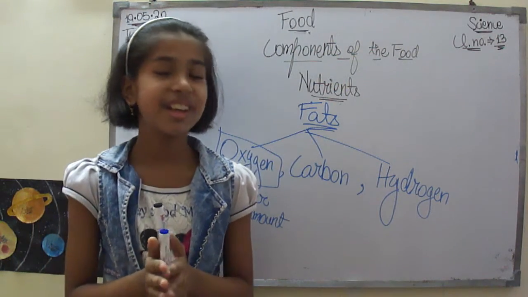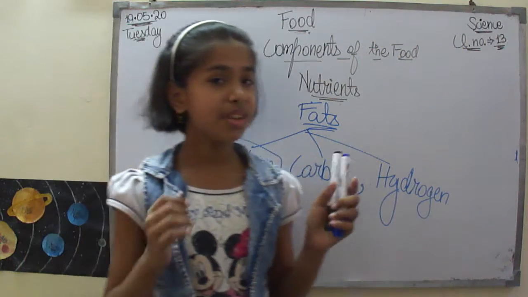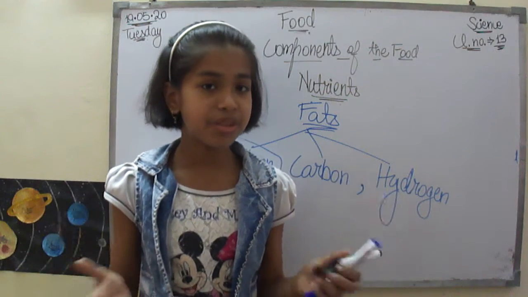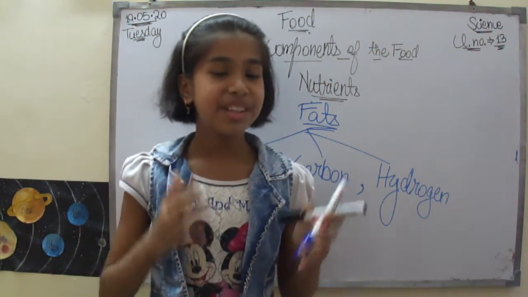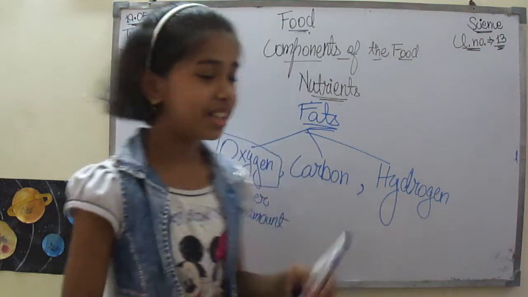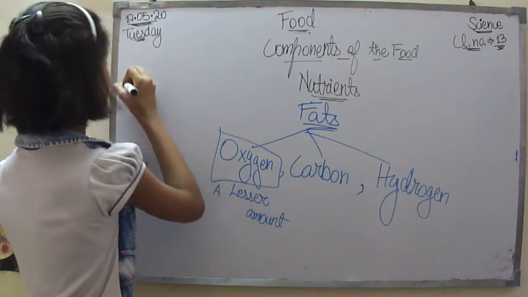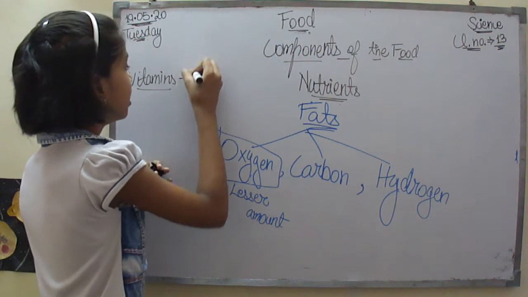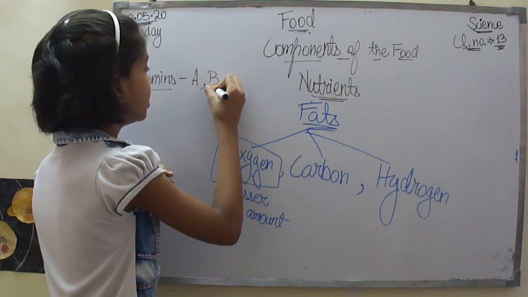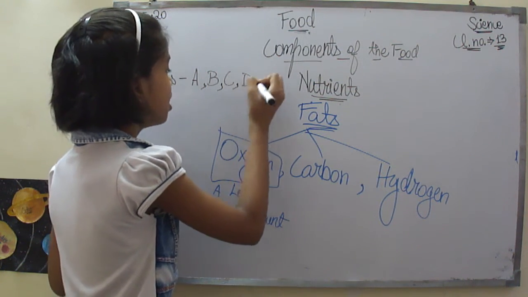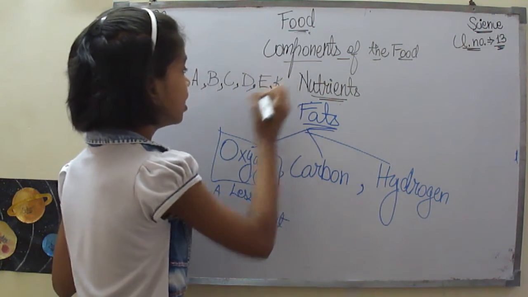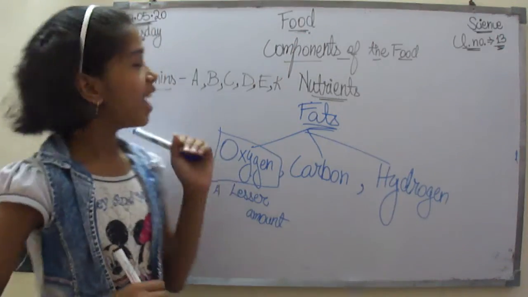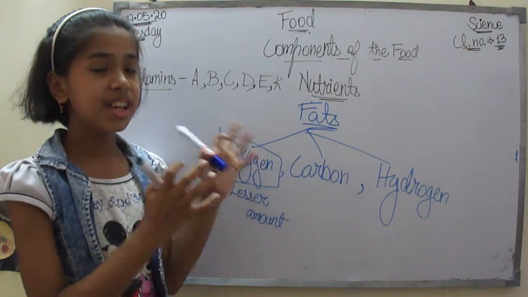What do I mean? If you ask what the vitamins are, they are a type of nutrient, and I think you already know how many vitamins there are. Let me write the names of those. So the vitamins are vitamin A, vitamin B, vitamin C, vitamin D, vitamin E, and vitamin K. Yes, not F, G, H, I, J. Right?